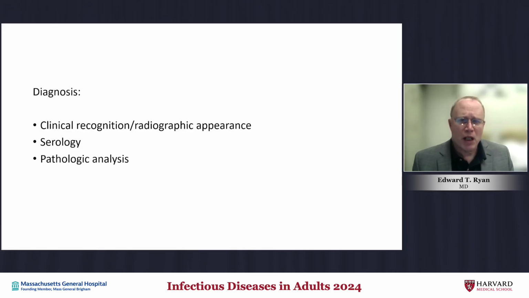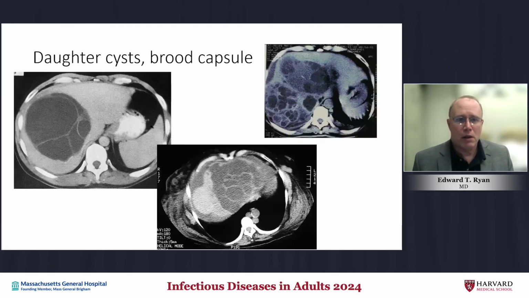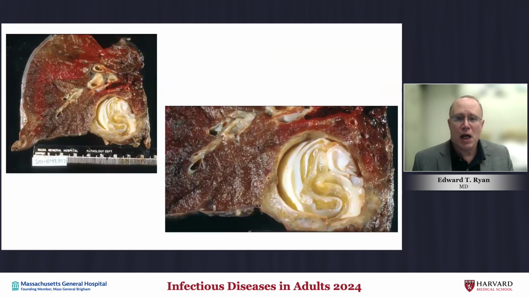We often get a serology test, and then obviously pathological diagnosis is the gold standard. So here are some people with hydatid disease, and what you see is those brood capsules or daughter cysts will often form inside. Not always, but they're often present, and other things don't give that. So when you see those, they're almost pathognomonic for cystic echinococcal disease.